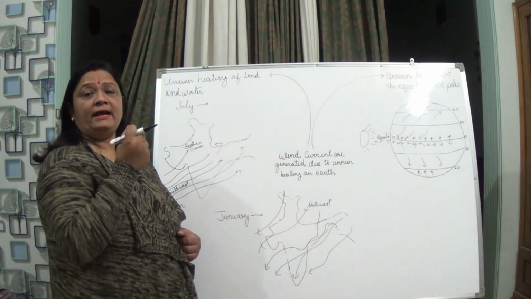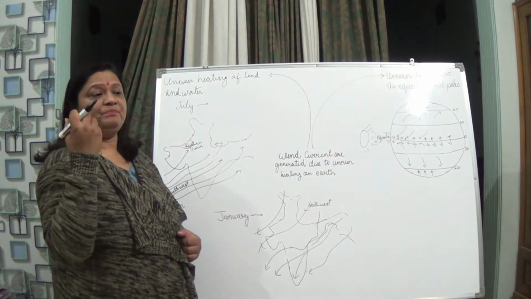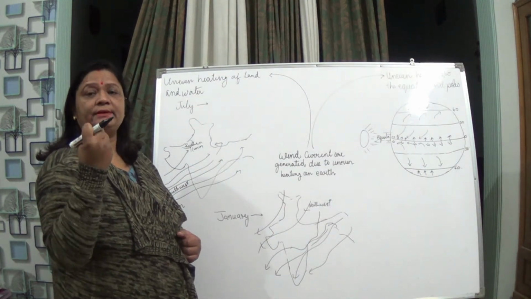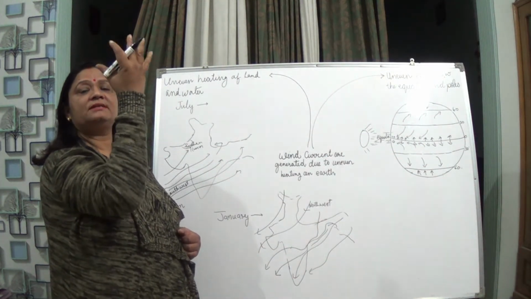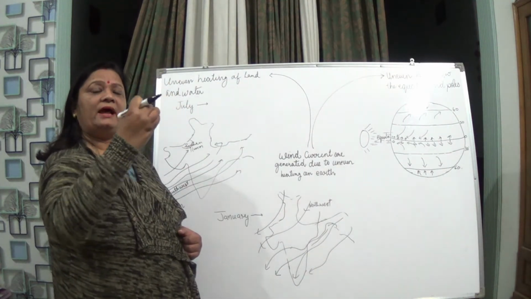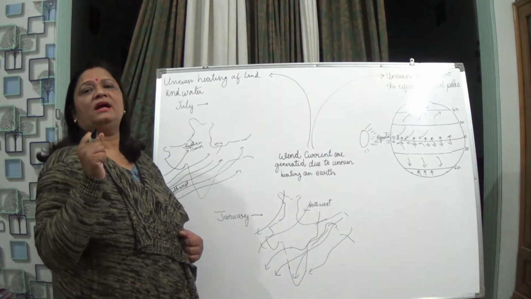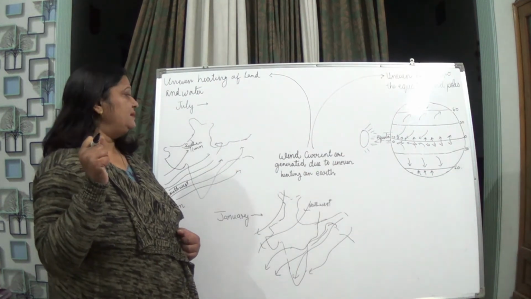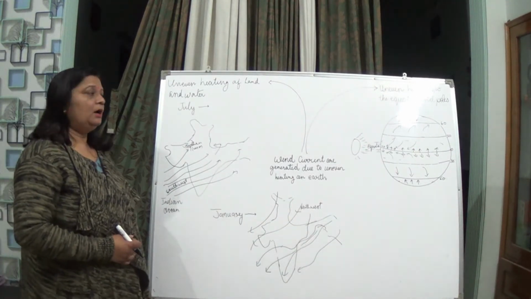Now at night time, what happens? The land cools down and the water is still warmer. So the warm air from the sea rises up, and the cold air from the land rushes towards the sea, and this is known as the land breeze, isn't it? So we have seen about the land breeze and the sea breeze.